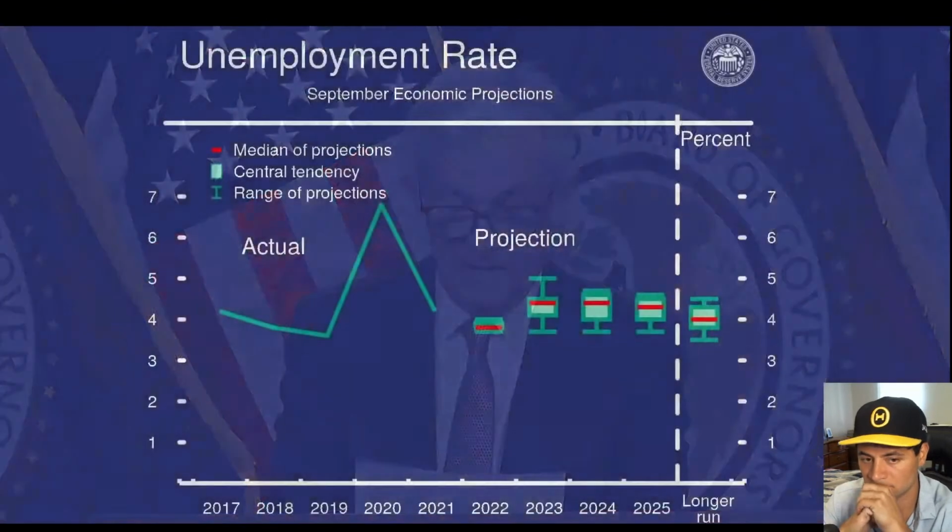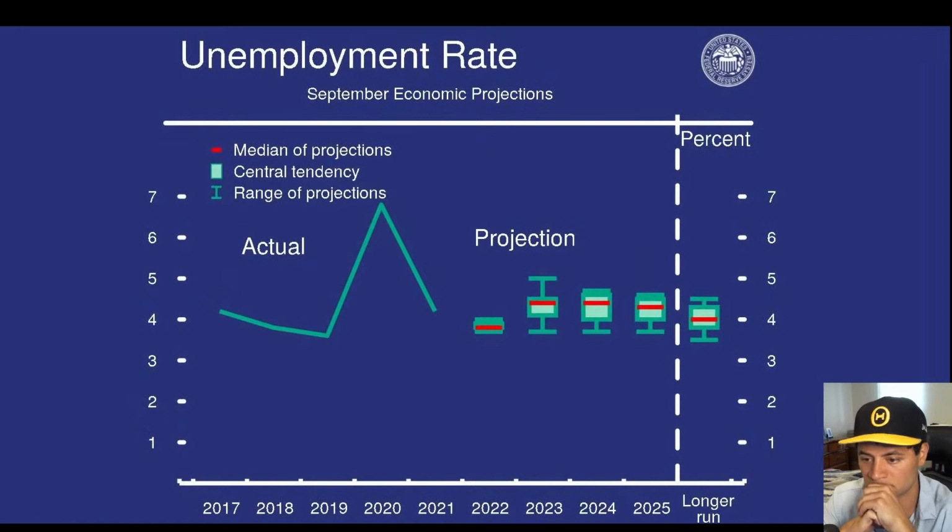FOMC participants expect supply and demand conditions in the labor market to come into better balance over time, easing the upward pressure on wages and prices. The median projection in the SEP for the unemployment rate rises to 4.4% at the end of next year, a half percentage point higher than in the June projections. Over the next 3 years, the median unemployment rate runs above the median estimate of its longer-run normal level.